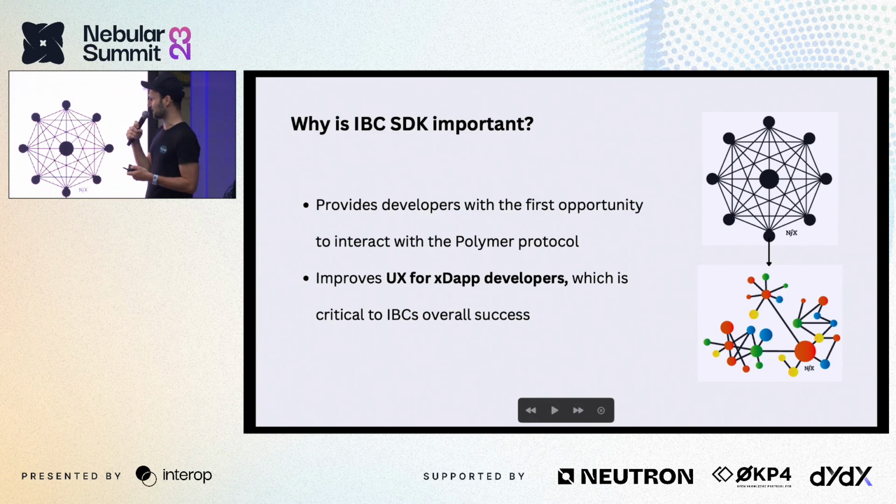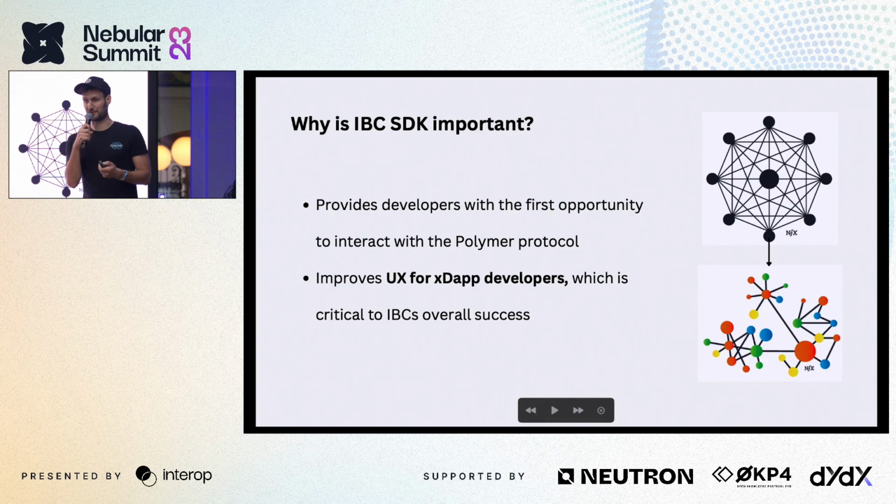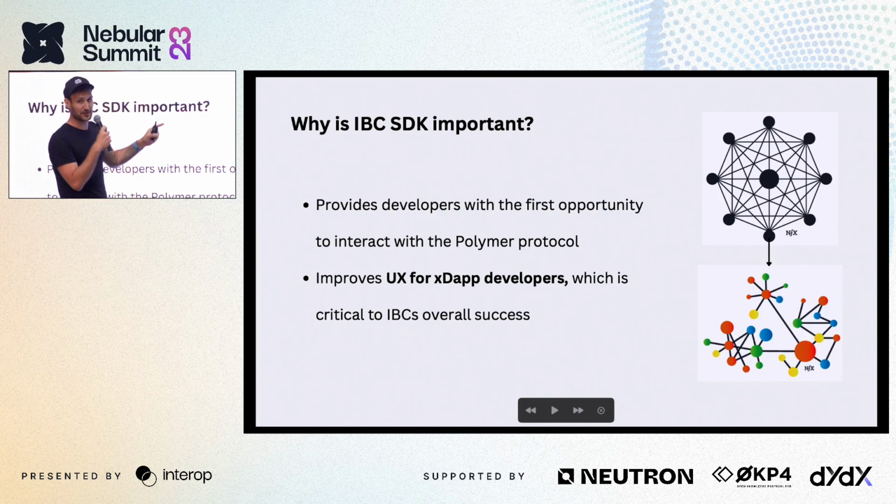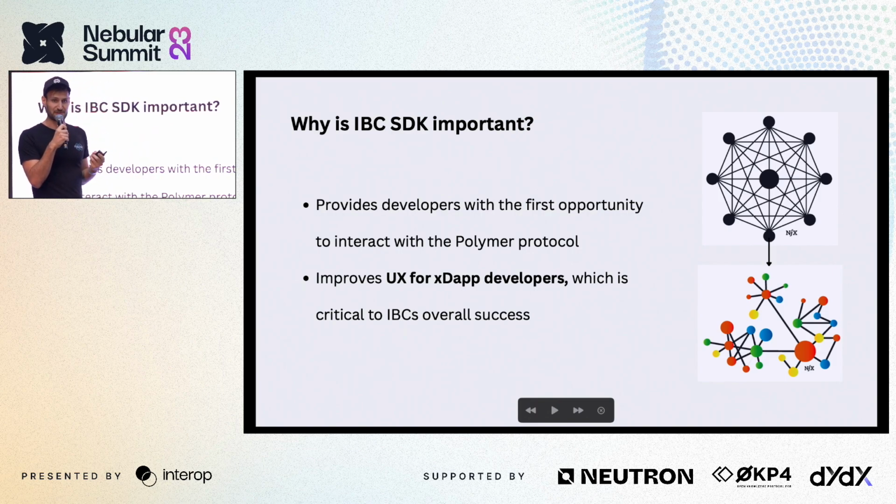So again, why is this IBC SDK important? Well, for us at Polymer, it's important because it provides developers the first opportunity to really interact in a tangible way with what I've been describing, the Polymer protocol. And like I said, it's also very important for the UX for developers, because as I mentioned before, just bringing IBC to Ethereum isn't enough. It also needs to be easy and accessible for developers. And especially, on the left, we have these two diagrams. The one on top is actually a homogeneous environment.